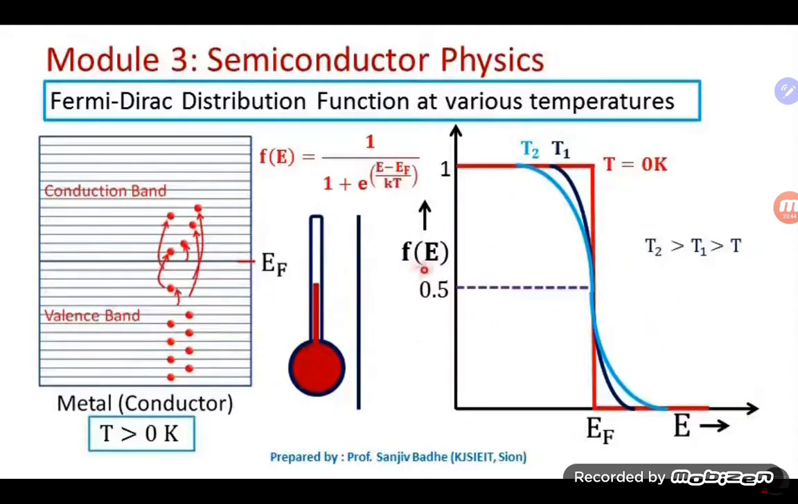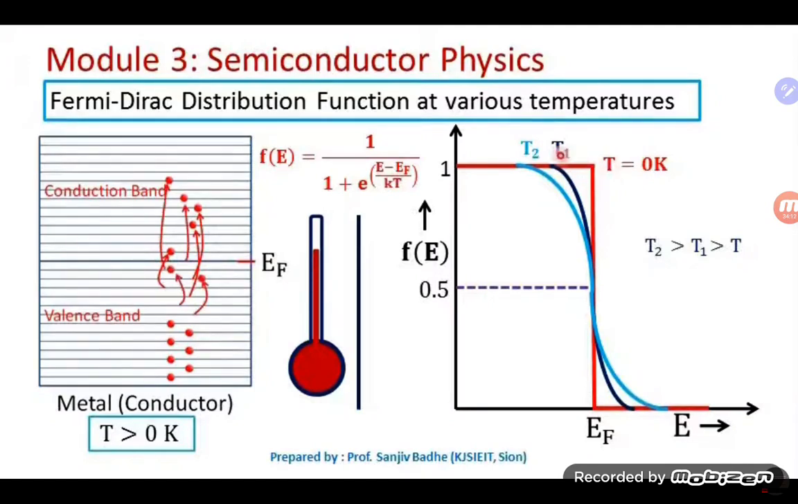If we plot the graph of probability of occupancy of a given energy level E versus energy level E, the graph will look like this. At 0 degree Kelvin, all the energy levels below the Fermi energy level are completely filled, so the probability of occupancy is 1, and all the energy levels above the Fermi energy level are completely empty, so the probability of occupancy will be 0 at 0 degree Kelvin.